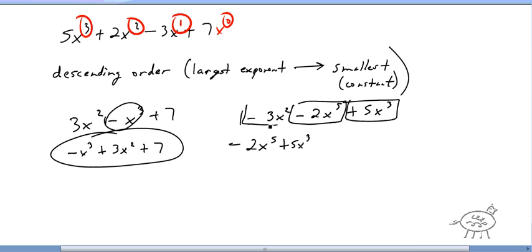The next one is going to be minus 3x squared. And then we still have a 1 here, so don't forget that. So it's plus 1. And that's it in descending order. All right.